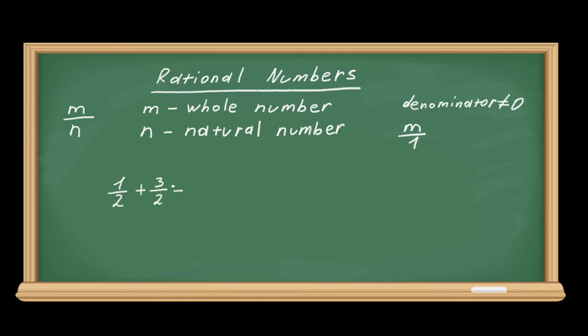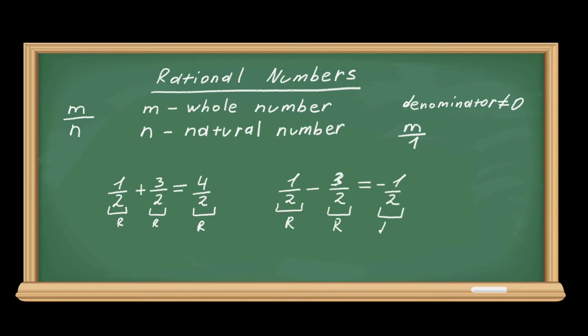Now let's discuss some rules regarding the rational numbers. So whenever we add, subtract, multiply, or divide two rational numbers, we get a rational number as our answer. The only exception that applies to rational numbers is that we cannot get a rational number if the denominator equals 0.